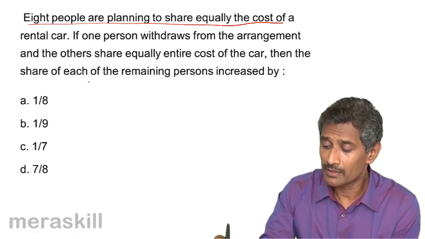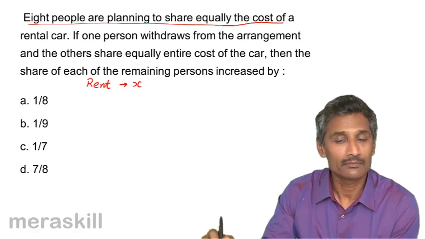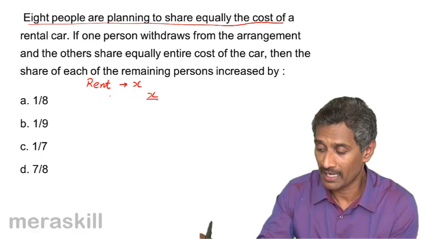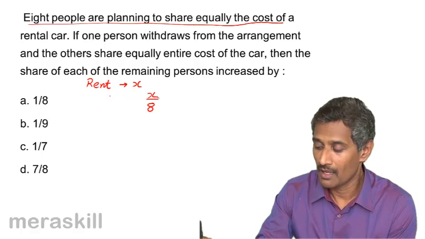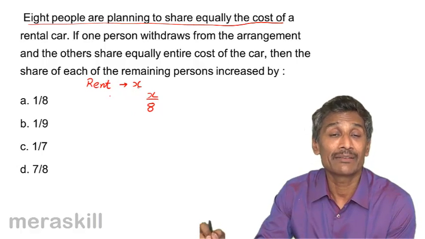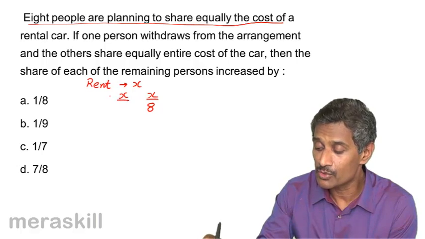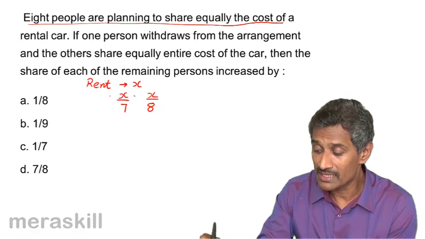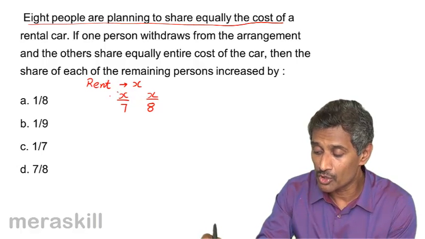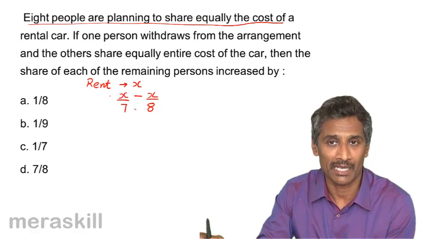So let the rent be, say, rupees x. The original share is going to be x by 8. And now the same x is going to be shared by 7 people, so the share per person increases to x by 7. So this is greater than this. The increase is going to be the new share minus the old share, that is x by 7 minus x by 8.